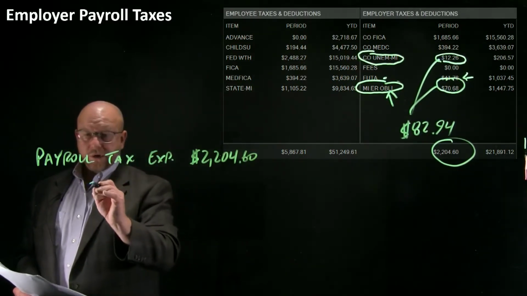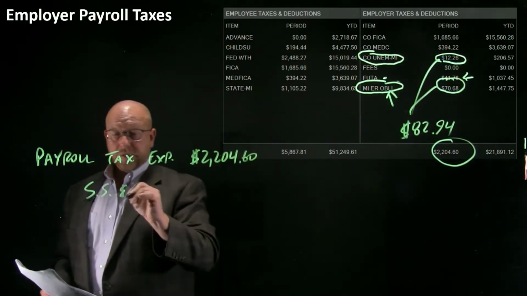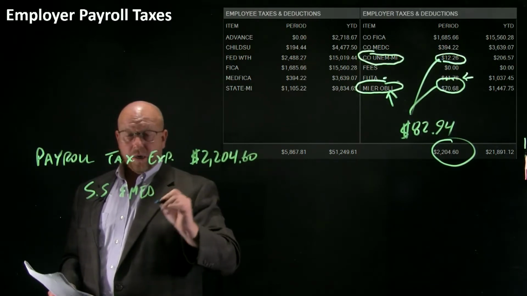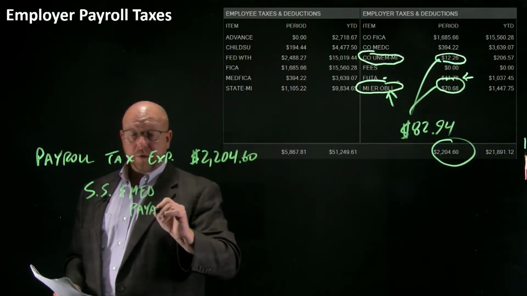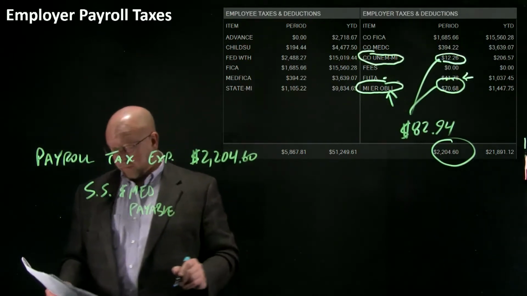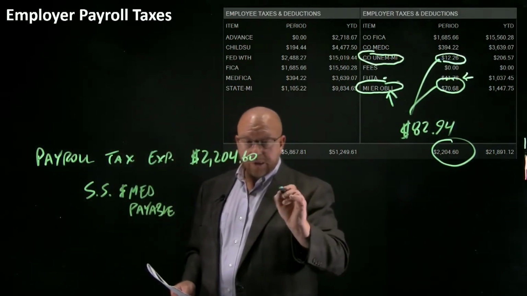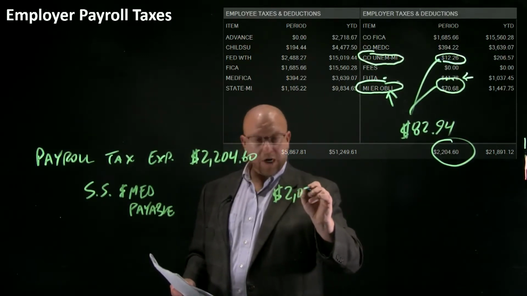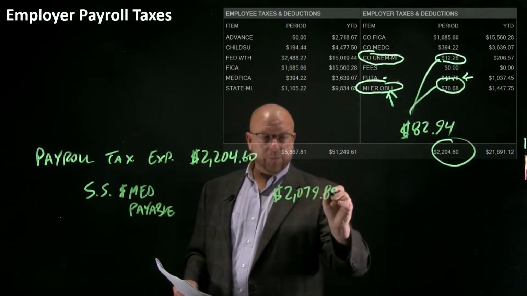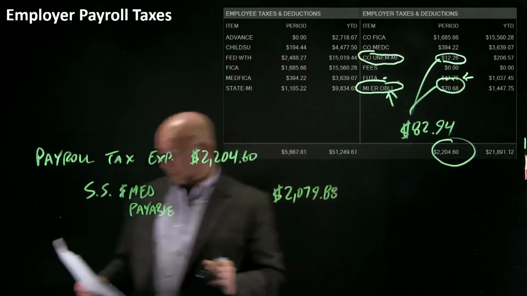And then what we're going to see here is that some of this Social Security and Medicare tax payable is going to be the same amount that was withheld from the employees' paychecks. This portion of the journal entry that we're making right now is the employer match. This is the doubling.